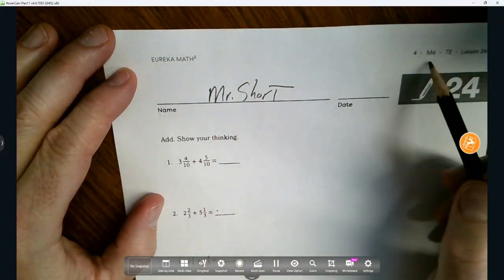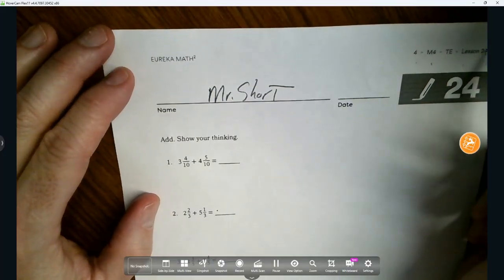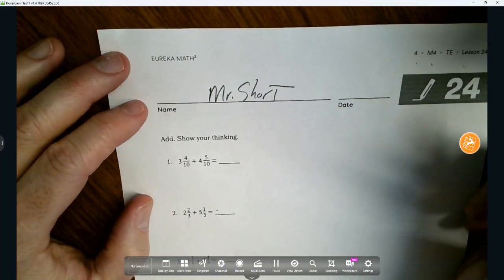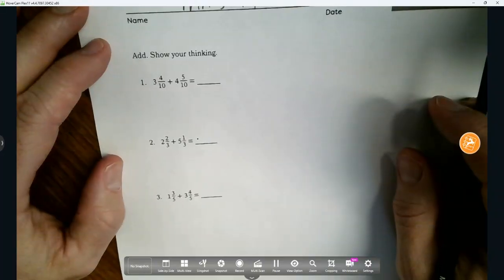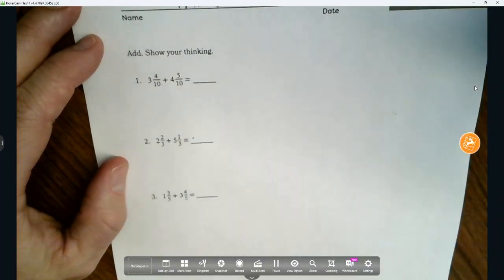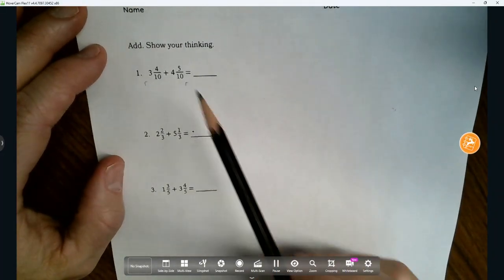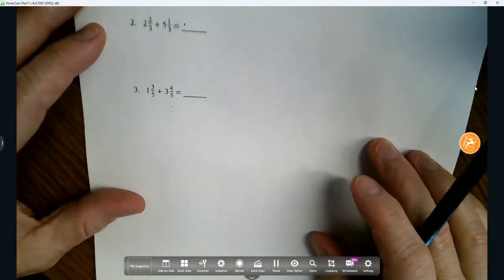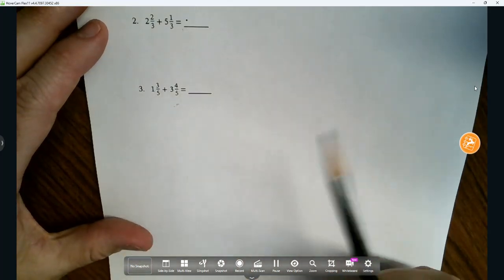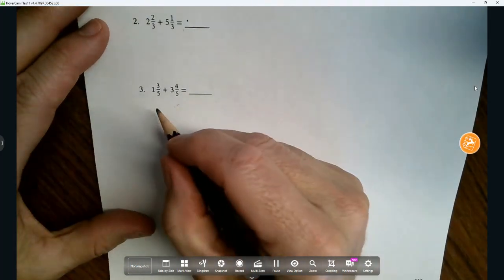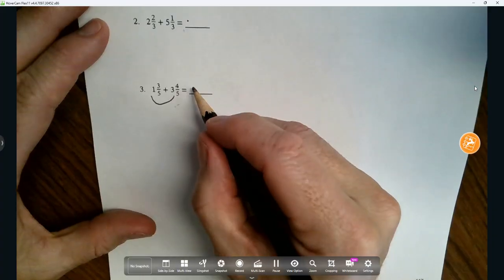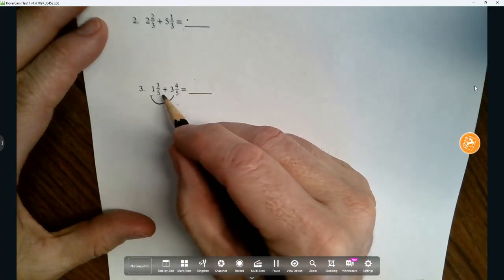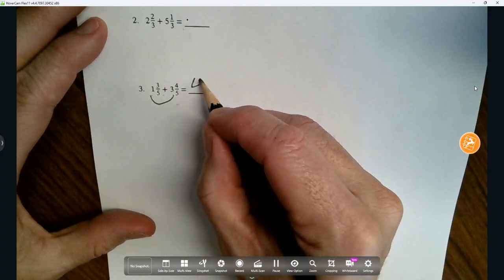Eureka Math Squared, fourth grade, Module 4, Lesson 24. All right, it says add and show your thinking. I'm only going to show you one of these problems because I think you guys can figure this out. These are pretty straightforward. I want to show you this one. I have more room. And this one, I'm going to show you how we need to change something. So when we add first, we always do the whole numbers first, right? So that's going to give us 1 plus 3. 1 plus 3 is 4.